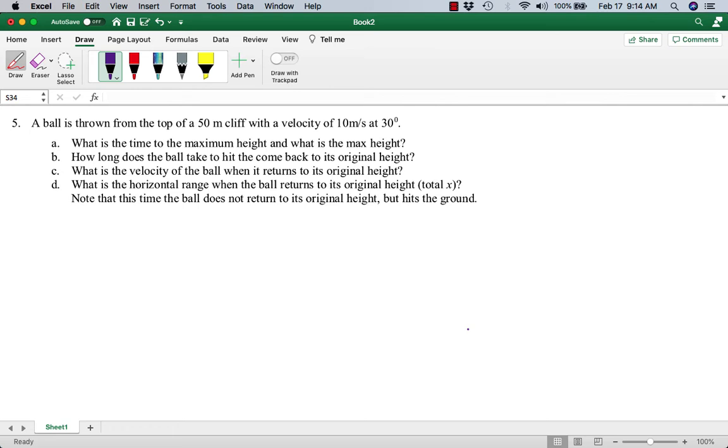Now let's look at number 5. A ball is thrown from the top of a 50-meter cliff with a velocity of 10 meters per second at 30 degrees. So let's say we have a 50-meter high cliff, and you throw a ball at 10 meters per second. So that means this is the initial velocity, and it's thrown at a 30-degree angle to the horizontal line.